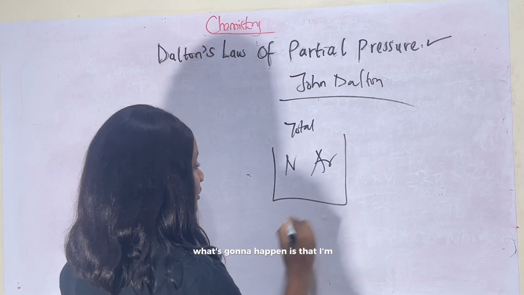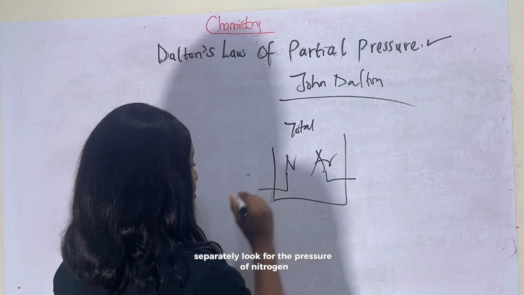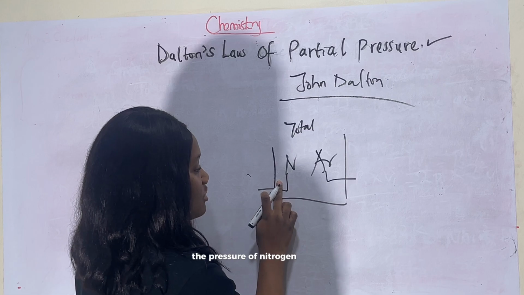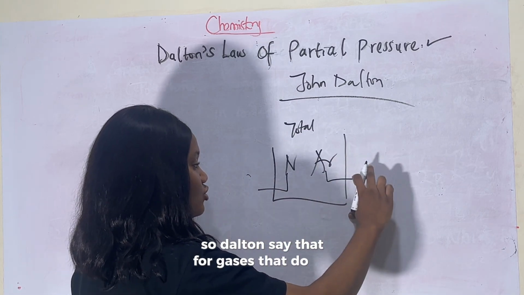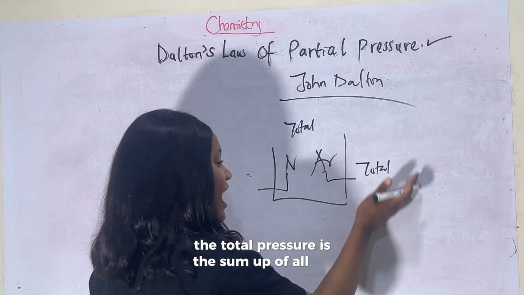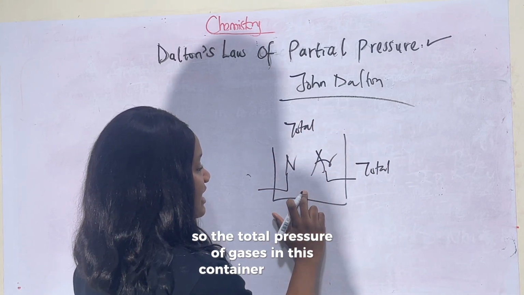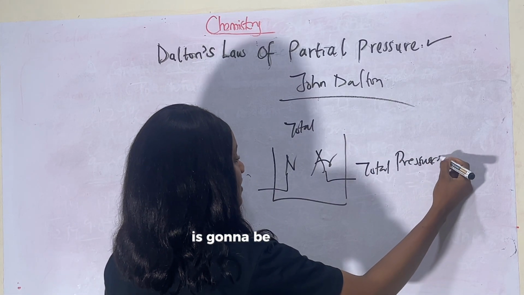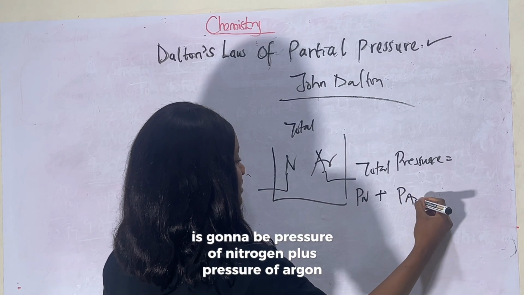So what's going to happen is that I'm going to look for the pressure of argon separately, and look for the pressure of nitrogen. So the total pressure of gases in this container would be the pressure of nitrogen plus the pressure of argon. So Dalton said that for gases that do not combine, the total pressure is the sum of each individual pressure. So the total pressure of gases in this container is going to be the pressure of nitrogen plus the pressure of argon, right?